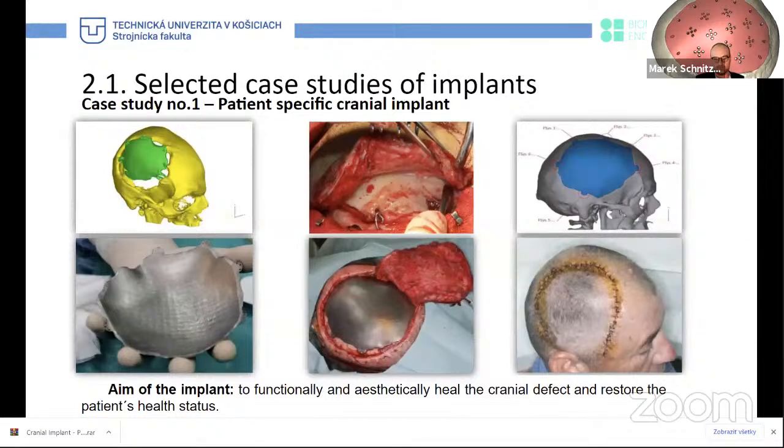So this was the first cranial implant. The aim of the implant was to functionally and aesthetically heal the cranial defect, and also the patient was in a wheelchair before the implantation of the patient-specific implant. He is walking again. He is now in a very good condition.